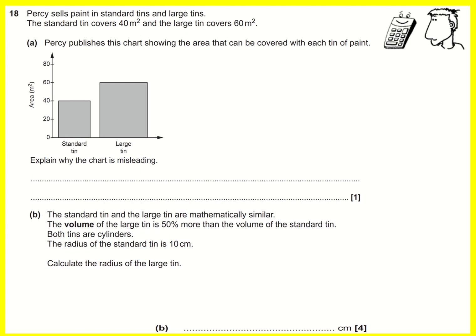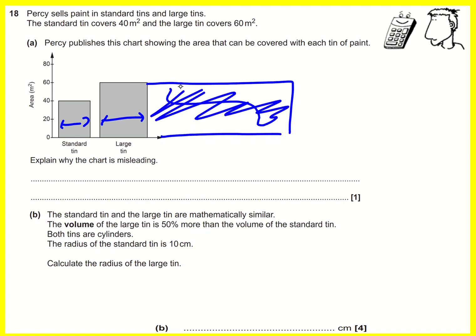This diagram is misleading because the widths are not equal. So the widths have no real meaning. It's the heights that tell you about the large and the standard tins. And to sort of exaggerate it, what if I said that this was how much paint you got from the large tin? At that point, you'd be like, why have you made this really long? But it's been subtly done here, and it can just make you think that something is better than it actually is. So we should be making the widths the same, and they're not. The widths of the bars are not equal.